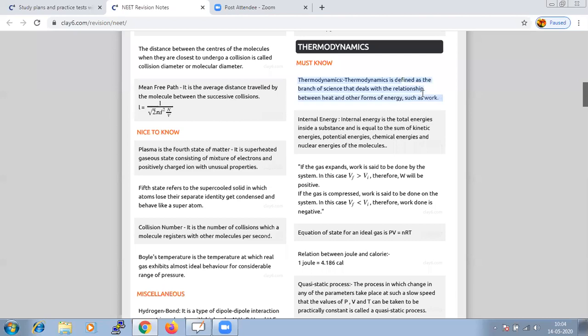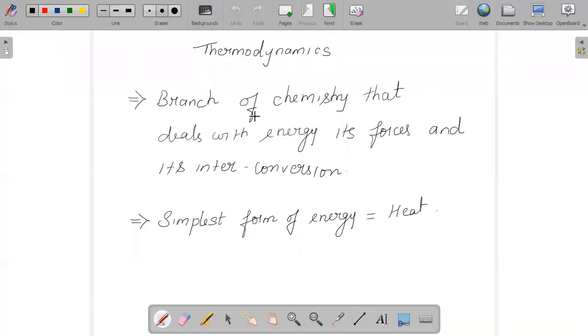So immediately when we say it is a branch of science, or we can say branch of chemistry, it is going to deal with energy, its forces and its interconversion. Or we could conclude that the simplest form of energy is heat. So when we say the simplest form of energy is heat, we should study each in detail.